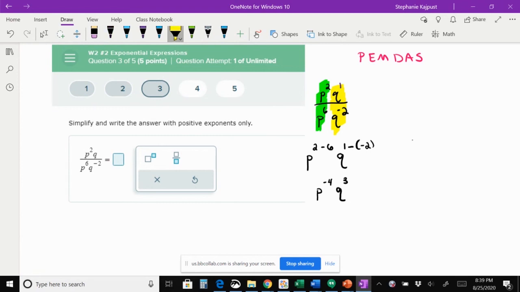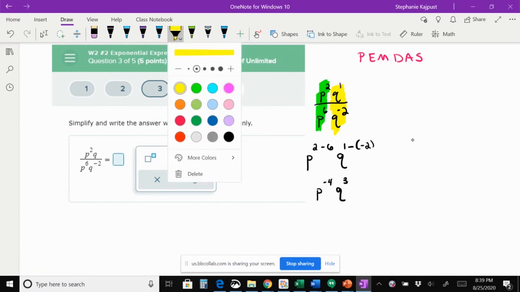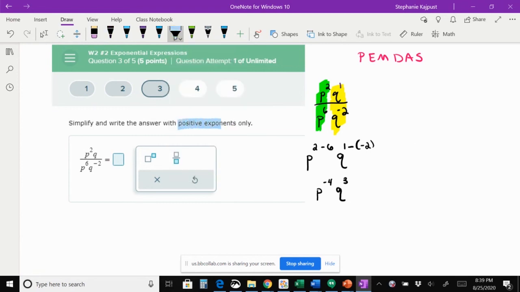Now, the problem says to write it with positive exponents only, and I have a negative exponent here. We generally never keep negative exponents in an answer unless you're in calculus, because in calculus the negative exponent is useful.